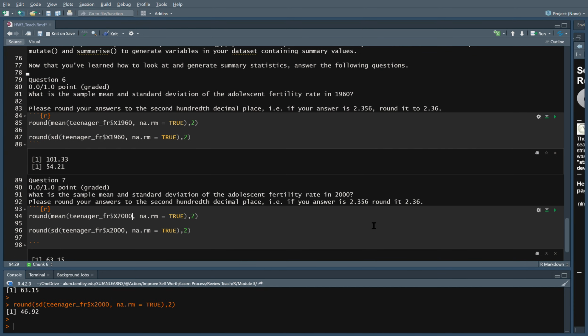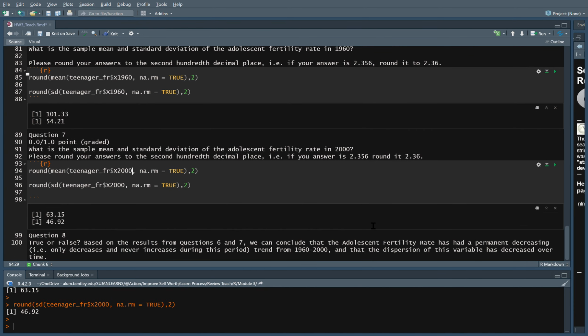Once you run this, we get 63 as a mean and 46 as a standard deviation, which says that the distribution of values in 2000 is much narrower than what we have in 1960. The fertility rate is getting smaller than 1960 in 2000.